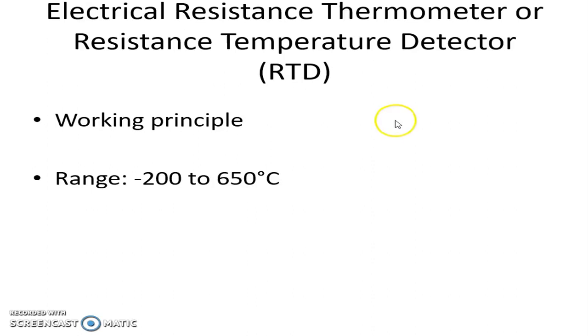So in this case, by using this type of thermometer, we can measure temperature over a wide range, that is from minus 200 degrees Celsius to plus 650 degrees Celsius.